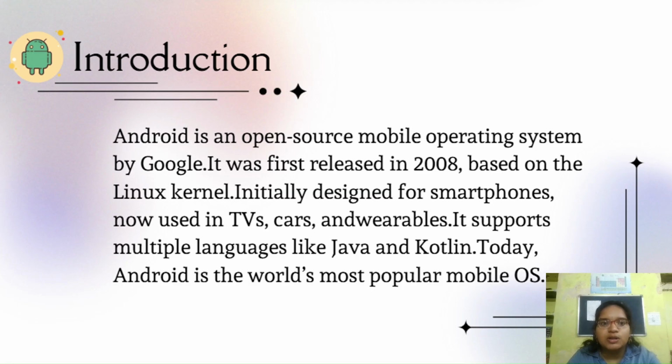Before we jump into all the cool Android versions, let's start with a quick introduction. Android is an open source mobile operating system created by Google. It made its grand debut in 2008, built on the powerful Linux kernel. Originally, it was just meant for smartphones, but look at it now. Android runs on our TVs, cars, watches, and even some home appliances.